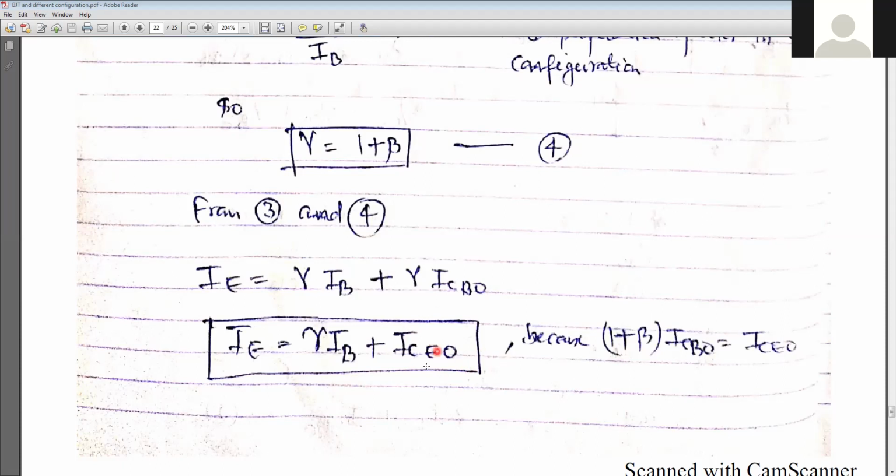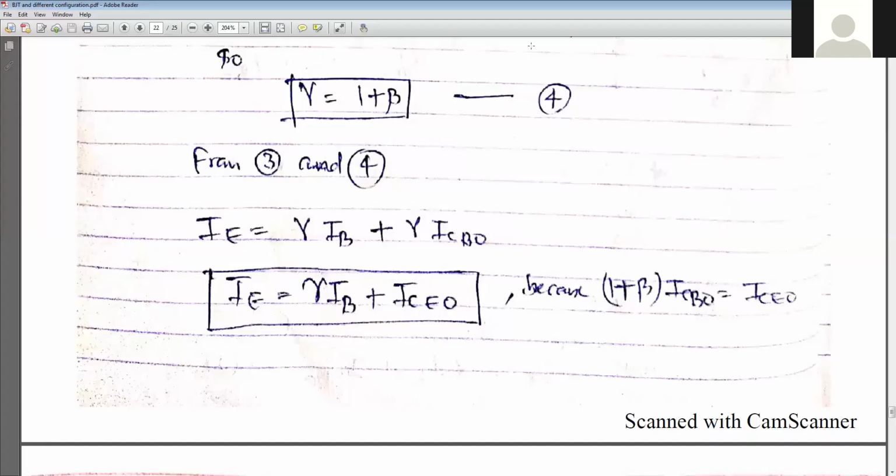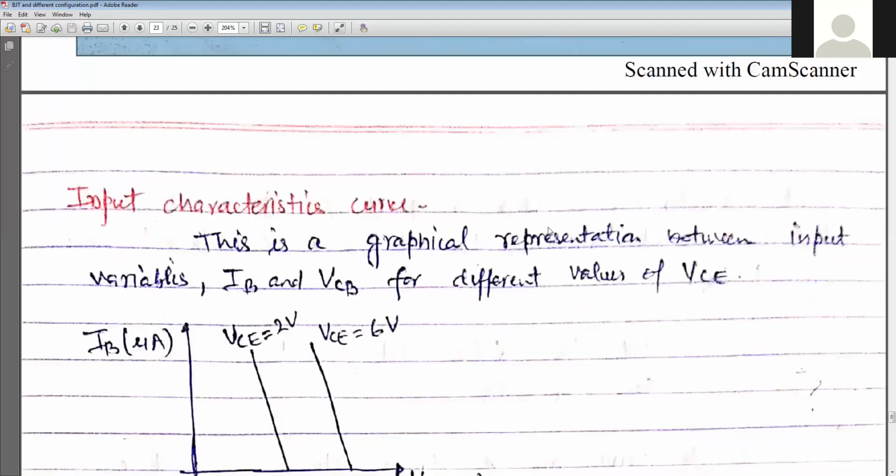I think it should be the ICEO. Let me check that. Okay, so that is correct. So beta plus 1 times ICBO is only ICEO. Okay, so now we'll go to the input characteristic curve.